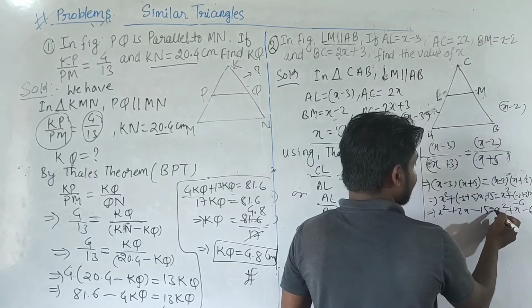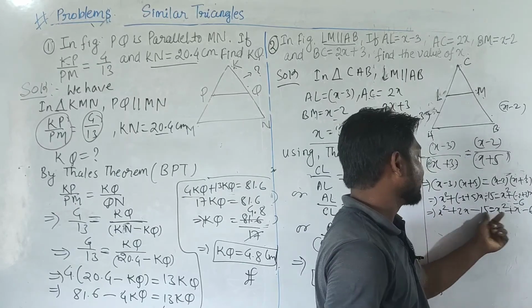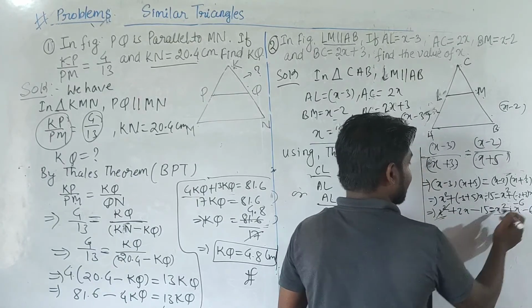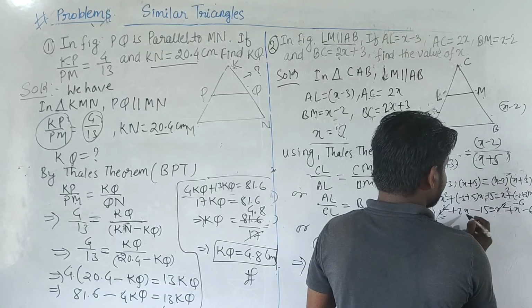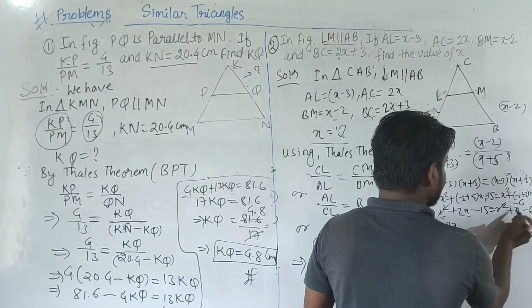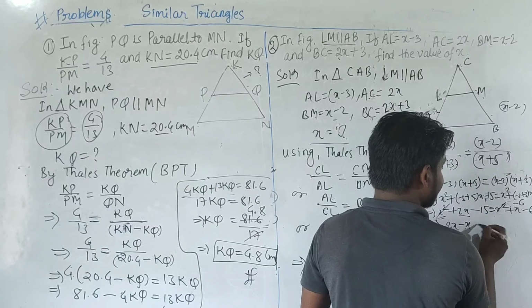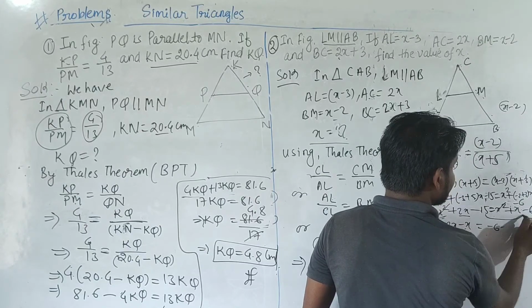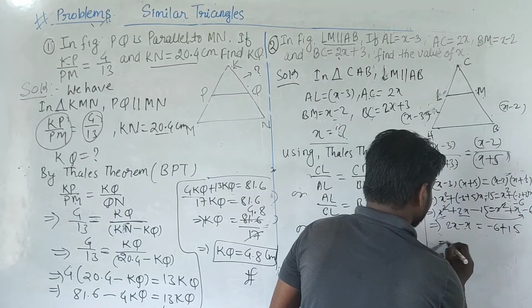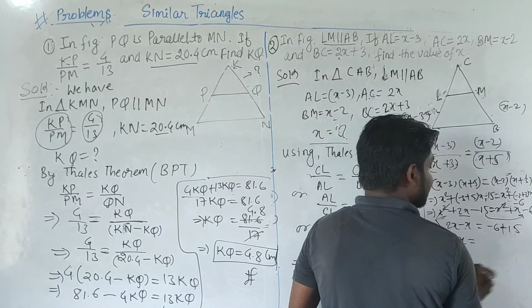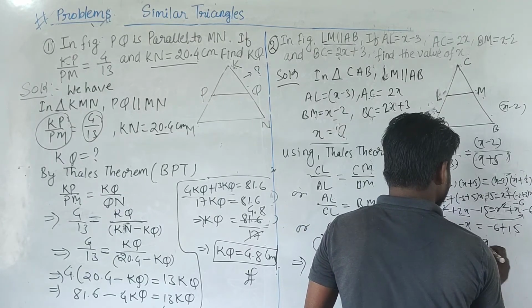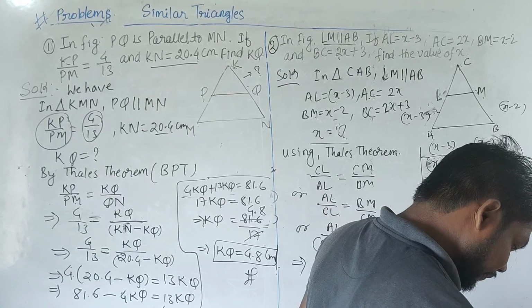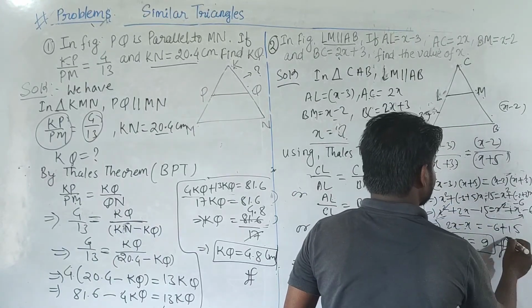Now on the left hand side and the right hand side, there is plus x square on both, so it will cancel out. Here is 2x and here is x, so transposing x to the left hand side it becomes minus x, and transposing minus 15 to the right it becomes plus 15. So 2x minus x becomes x, and 15 minus 6 becomes 9. So x equals 9, and this is the correct answer.